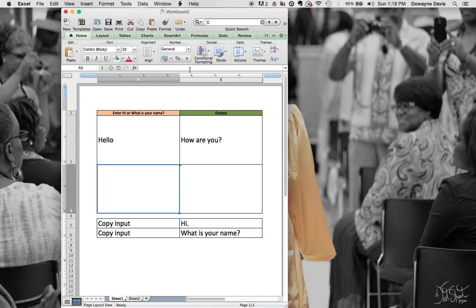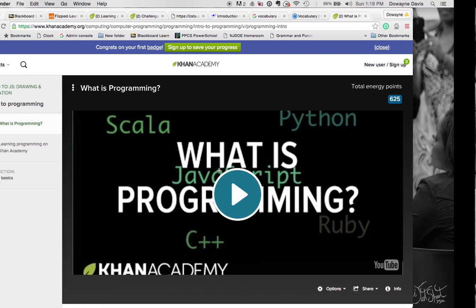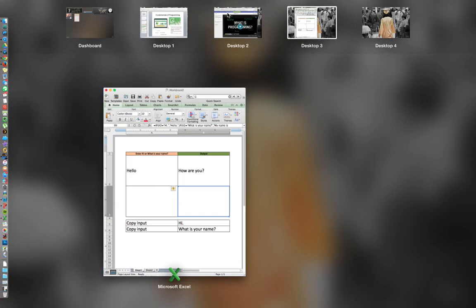So this is how programming languages work. You understand what you want it to do. You have an input or a variable, and there's some type of language you put together to allow the computer to operate. So this is simple programming in Excel. Let's go back.